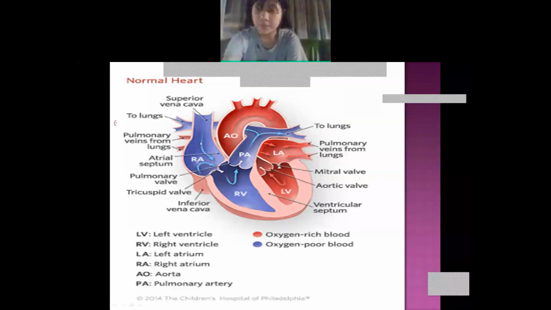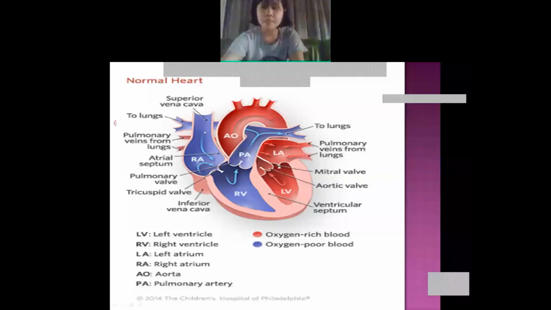So this is the heart. How does the circulatory system start? I mean, how does your blood circulate? First of all, the deoxygenated blood comes through where? Through the superior vena cava. This is your superior vena cava, and on the downside there is the inferior vena cava.